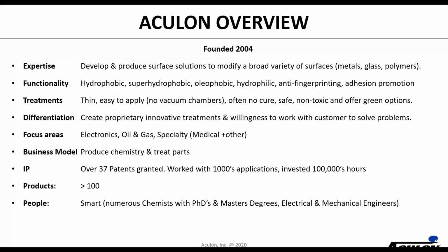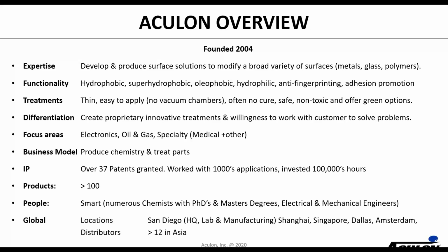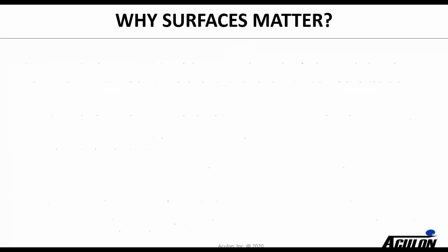Our people are smart: numerous chemists with PhDs, master's degrees, and electrical and mechanical engineers, and these guys work hard to solve problems. We're based here in San Diego, California. This is where our headquarters, our main lab, and our manufacturing facility are. We have offices in Shanghai, Singapore, Dallas, and Amsterdam. And we have a pretty extensive distributor network in Asia.